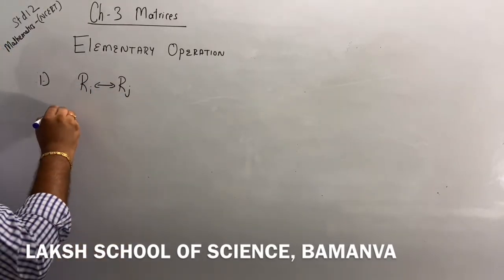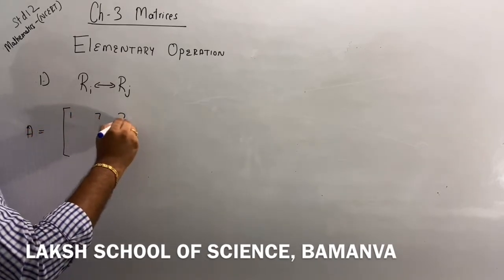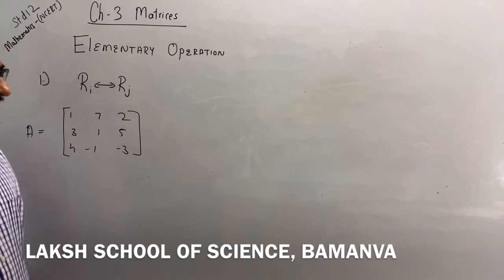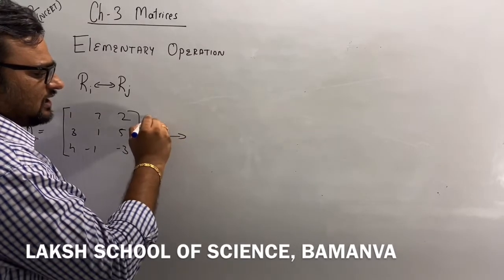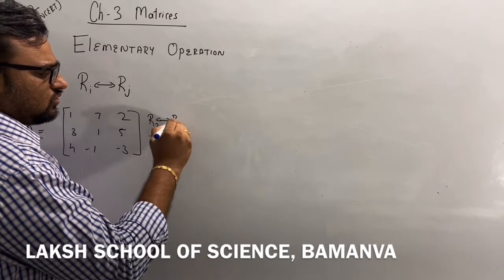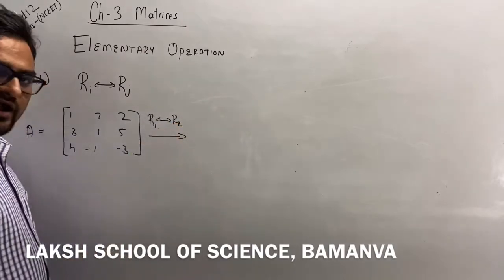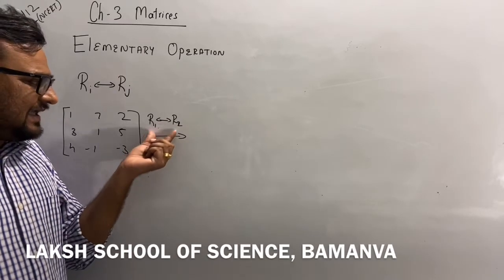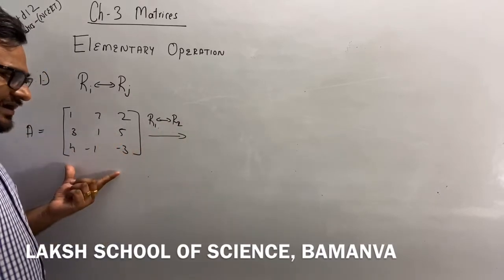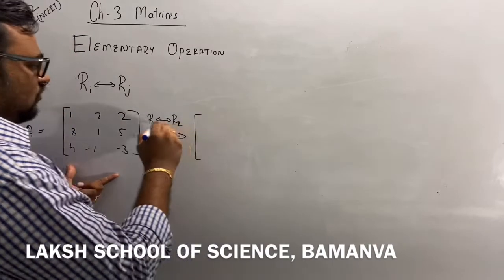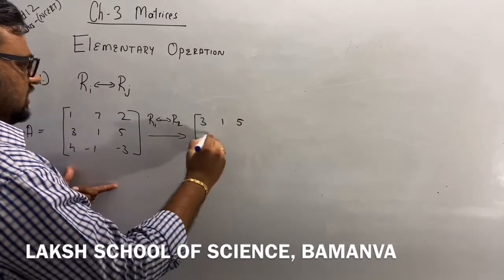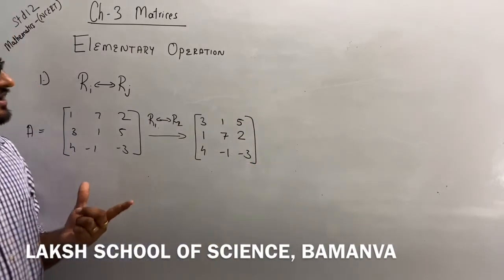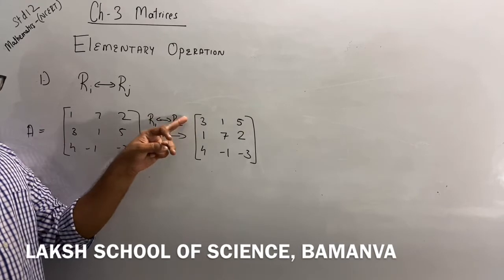For example, if this is a matrix A: 1, 7, 2, 3, 1, 5, 4, minus 1, minus 3. If I apply R1 to R2, this means that we have to exchange the first and second row. So by applying this operation on this matrix, we will get 3, 1, 5, 1, 7, 2, 4, minus 1, minus 3. Clear? See what I did? I exchanged row 1 and row 2.